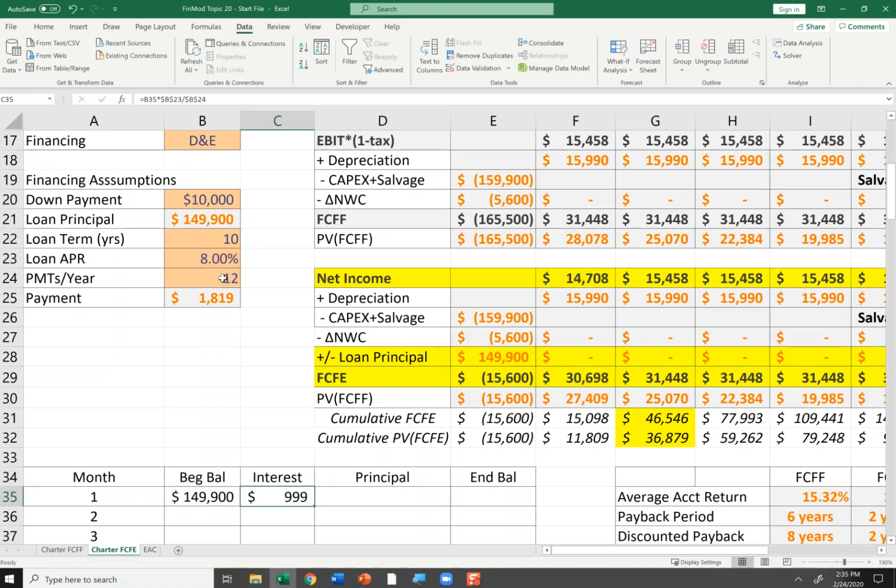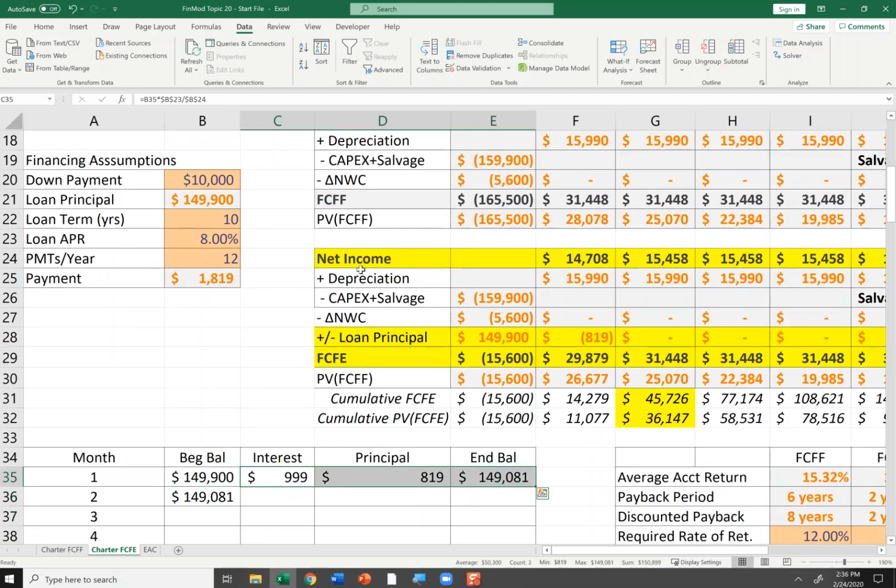So I'm going to pay $999 in interest on the first payment. My total payment is $18.19, anchor that, minus the interest component, and I'm paying $819 down of principal at the end of the first month. I'll take my beginning balance, subtract my principal payment, and at the end of the first month, I now have a balance on my loan of $149,081. That is the beginning balance for the next period.